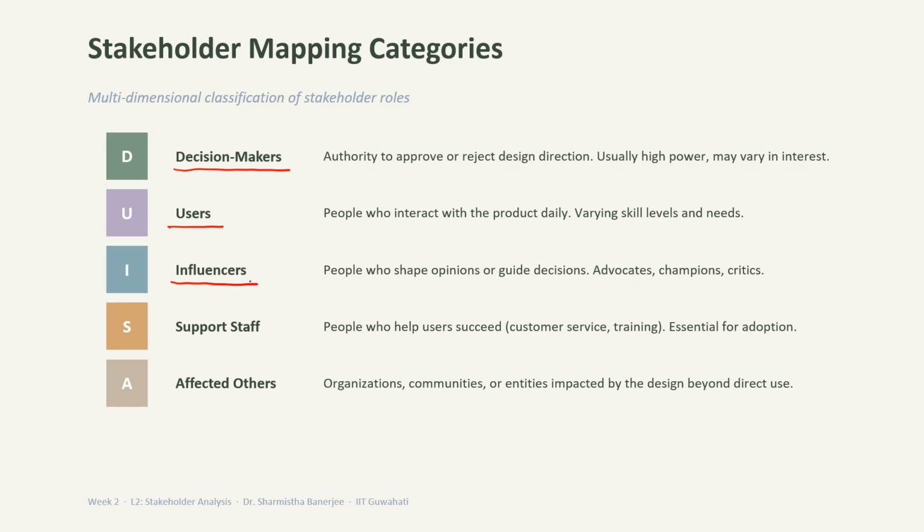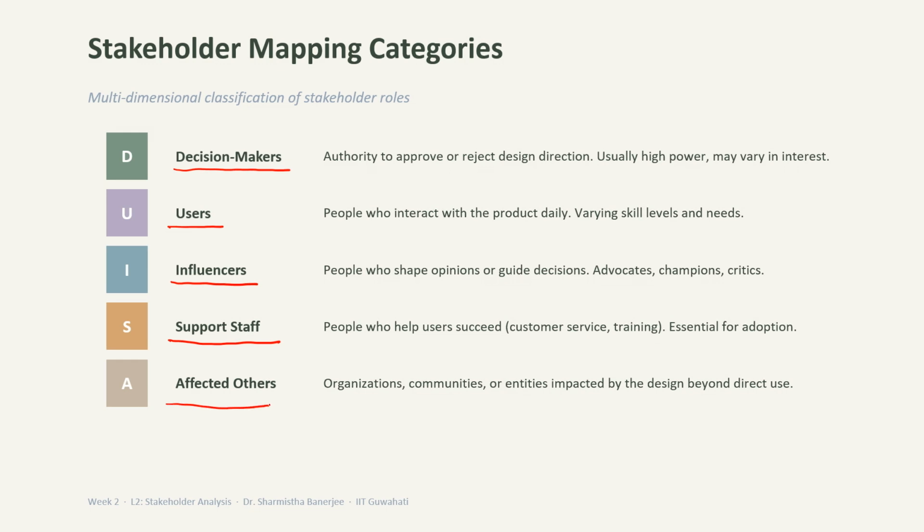Now the next category is the influencers, people who shape opinions or guide decisions. These are advocates, champions as well as your critics. Then see if you have identified all the support staff or not. These are all those people who help users succeed. So this can be the customer service people, you have to train them, or your trainers, it can be the service technicians. They are essential for adoption of your product.